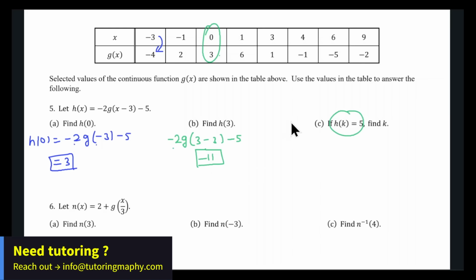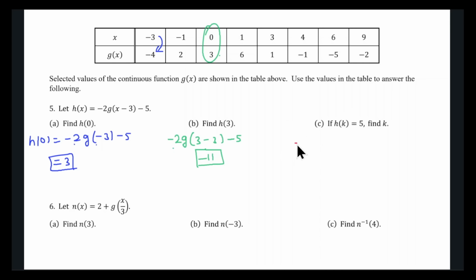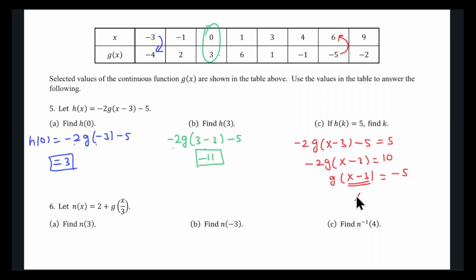And g of k is 5, which means that negative 2 g of x minus 3 minus 5 is equal to 5, which means that negative 2 g of x minus 3 is equal to 10, which means that g of x minus 3 is equal to negative 5. I divided both sides by negative 2. When is g negative 5? When x is, or at 6. So this means that the inside thing should be equal to 6, because g of 6 is negative 5. So x should be equal to 9 over here. That should be our answer, right? I hope you understand this.